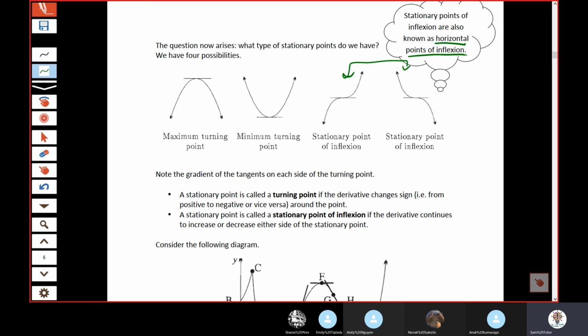Cubics, squigglies. Remember those guys? They are horizontal points of inflection. Okay? Let's do it.